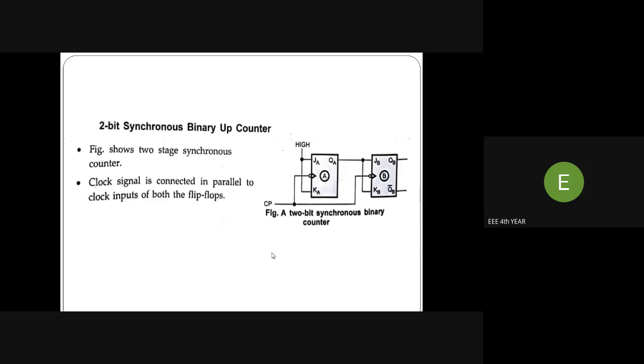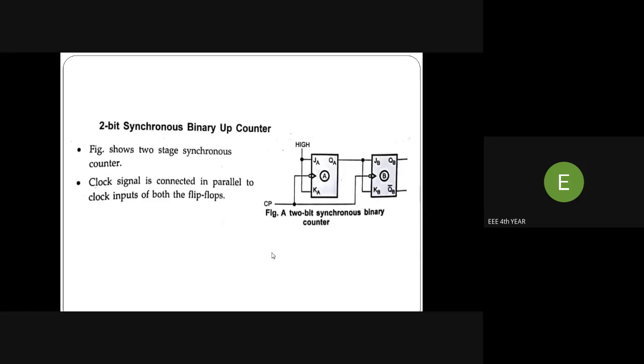So JA, KA, and the 2 flip-flops, in the sense A flip-flop and B flip-flop. The given inputs are JA, KA, JB, KB. QA is the output of the first flip-flop and QB is the output for the second flip-flop. This is the general flip-flop symbol format. Now you see the figure of the two-stage synchronous counter.